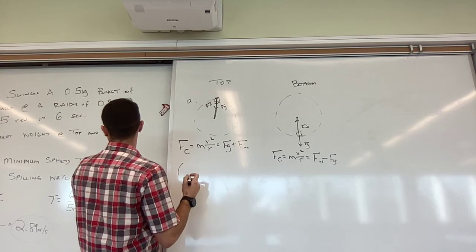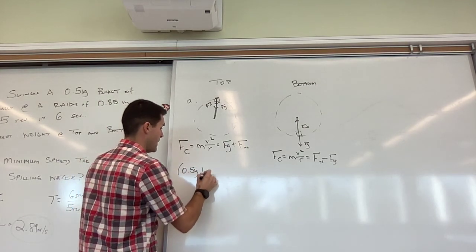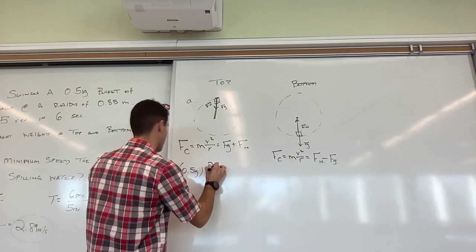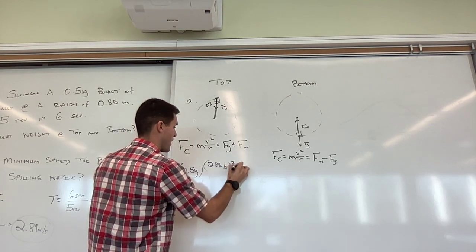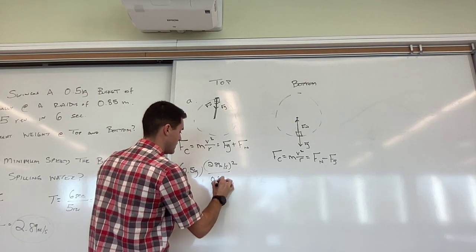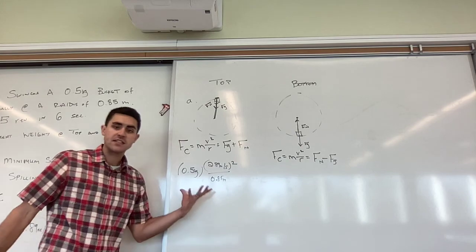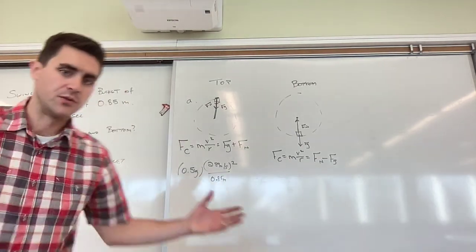My mass is 0.5 kilograms. My speed, which is what I just solved for, 2.89 meters per second. I have to square that value over my radius, which is 0.85 meters. This is my centripetal force. This is what it is equal to.